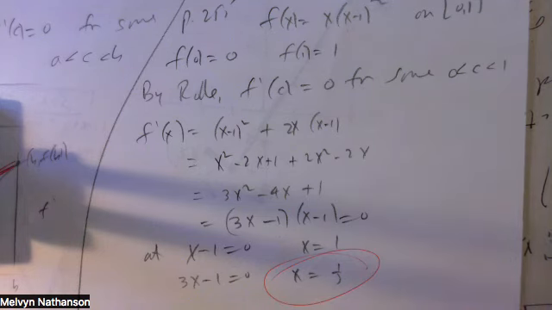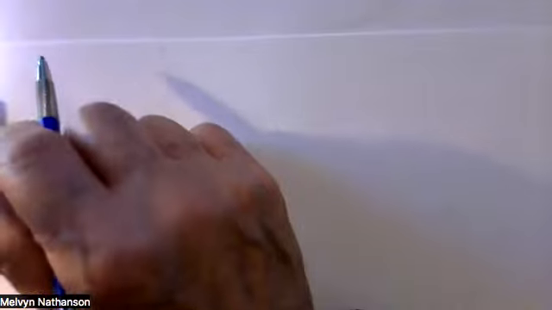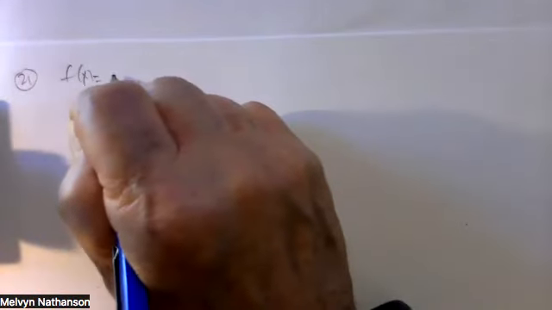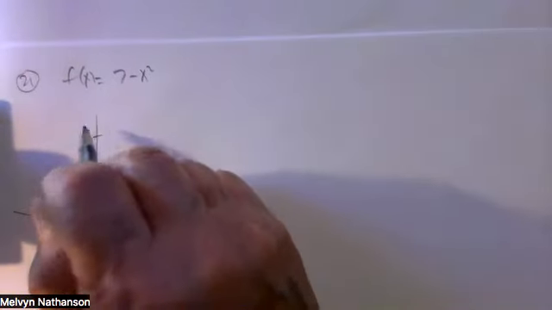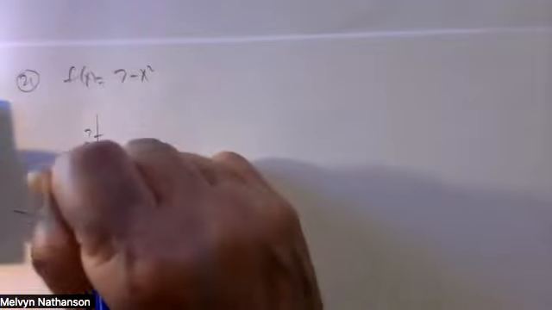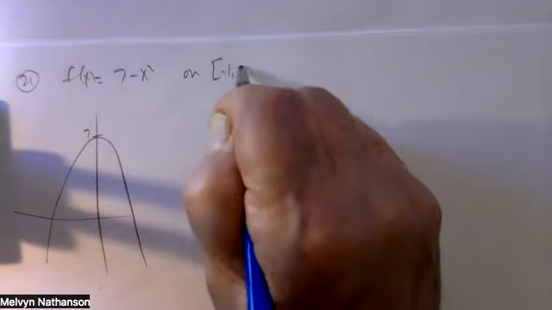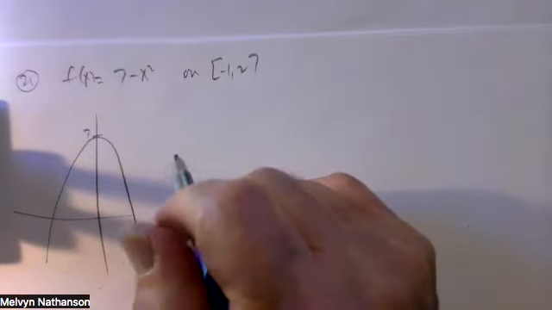Okay. What about an example for the mean value theorem? Let's look at number 21. Number 21, we have a parabola, f of x equals 7 minus x squared. So this is 7, this is the parabola opening down. And we're looking at this on the interval from minus 1 to 2.